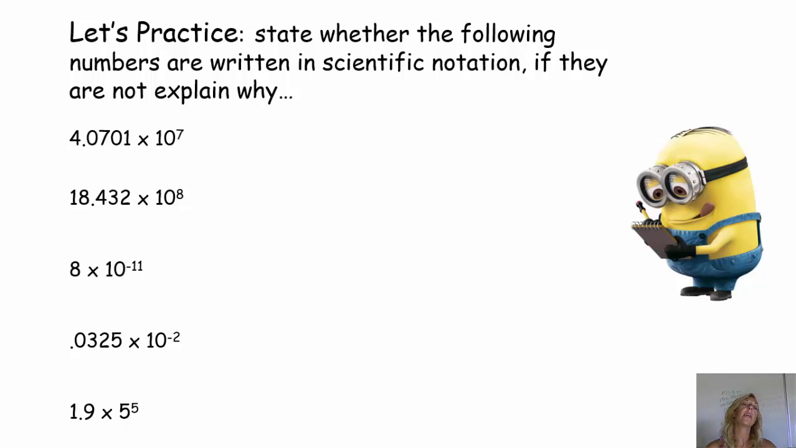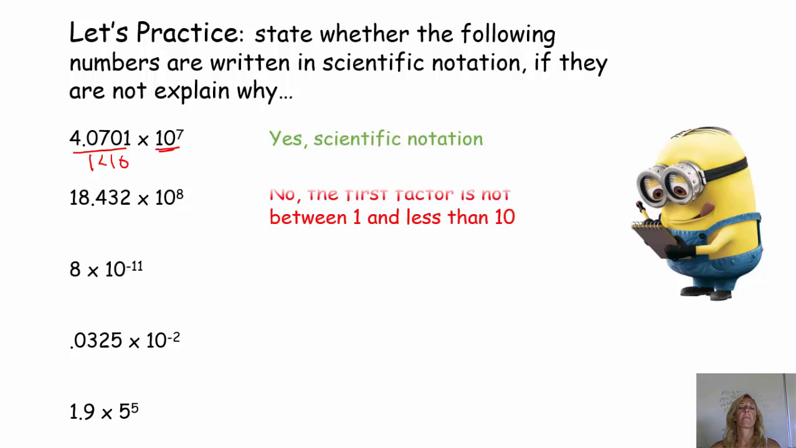Let's take a look at the first one. We have 4.0701 times 10 to the 7th. Yes, it is in scientific notation. And how do we know that? We know that because our first factor, 4.0701, is between 1 and less than 10. And notice that it's being multiplied by an exponent with a base of 10. So it does satisfy both rules. Let's look at the second one. Hopefully you said no. The first factor, 18.432, is not between 1 and less than 10. So this is not written in scientific notation.